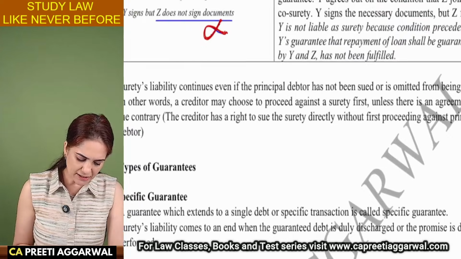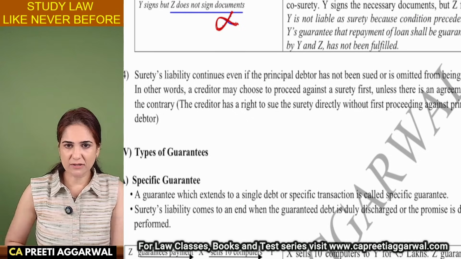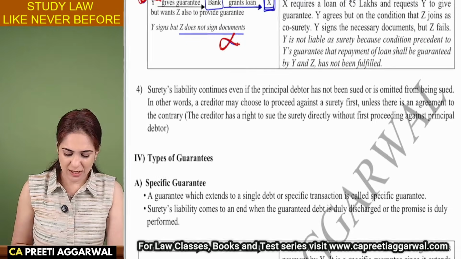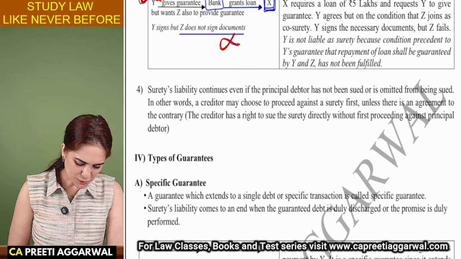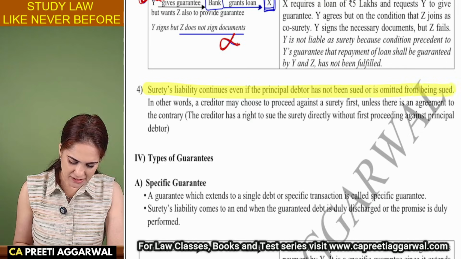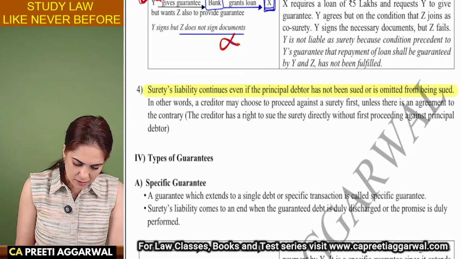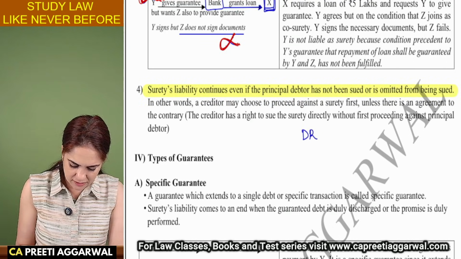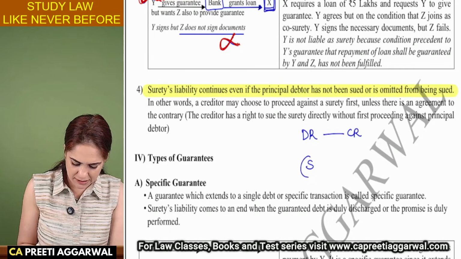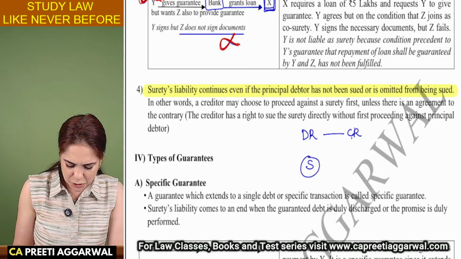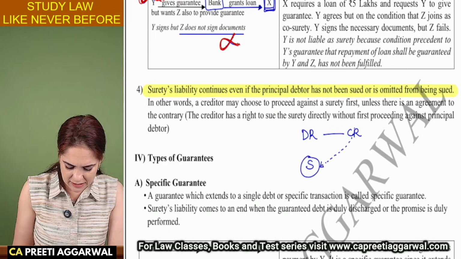Surety's liability continues even if the principal debtor has not been sued or is omitted from being sued. What is the meaning of this? Now, there is a contract between debtor, creditor, and surety. The creditor may choose to file a case directly against the surety.